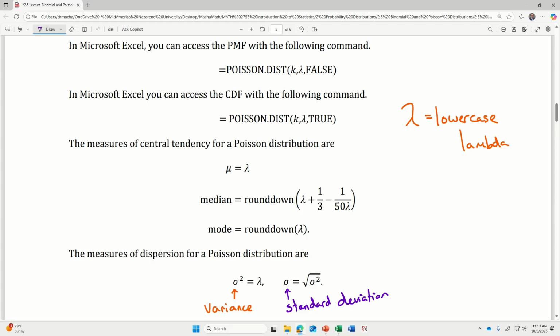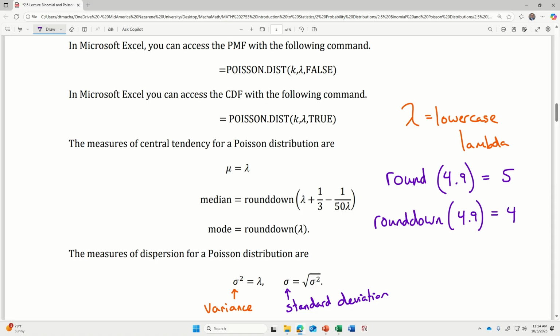Yeah. What do you mean by round down? Round down means, I'll give you an example. If I were going to round the number 4.9, that would be 5. But if I were going to round down the number 4.9, that would be 4. So any numbers that are caught between whole numbers would just get moved down to the nearest whole number less than that number. Good questions.